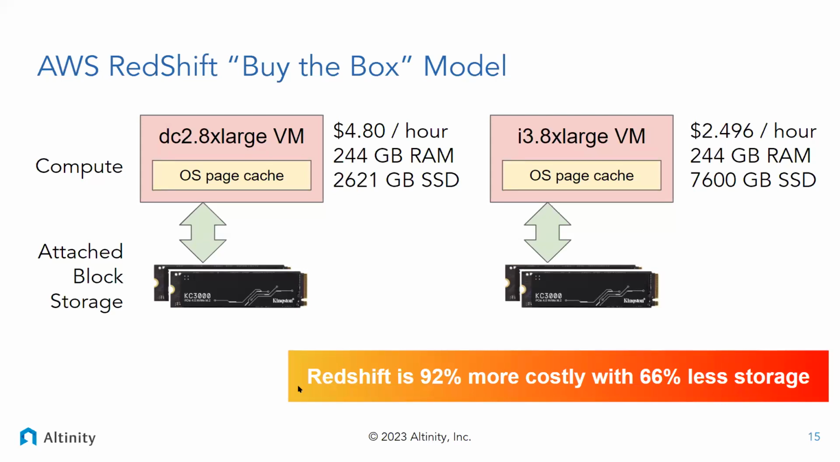Well, Redshift is, in this particular case, 92% more costly, but gives you 66% less storage. So you can get a better deal. But actually, it's interesting. The markup on Redshift is not super bad. It's always had a lower markup than, for example, Snowflake, which really dings you on compute, because they allow you to have this relatively cheap object storage. Now, we can improve on this model significantly.